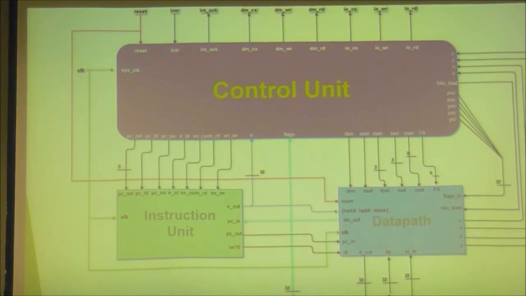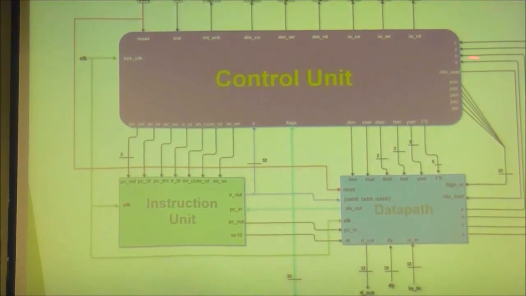Can we stop right there? The present state of the flags go into the data path? Yes. Why? In the event of an interrupt, we must save the flags into the data memory. So the data memory is in the data path? No, it's going to be going out via D out. Okay, so you passed it through. Yes. Okay, thanks.